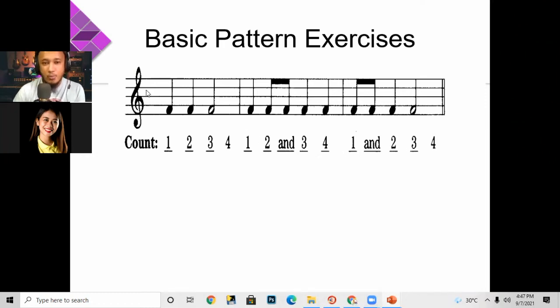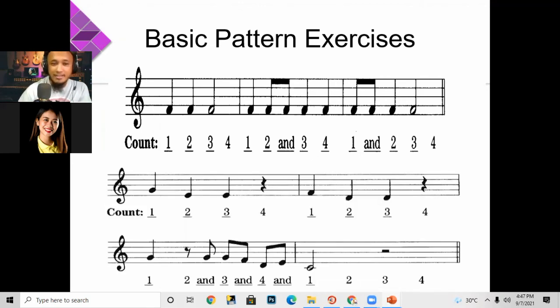Okay, so we have here 1, 2, 3, 4. 1, 2, and 3, 4. 1 and 2, 3, 4. Lahat sila may tunog. With sound. No sound. Rest. 1, 2, 3, 4. 1, 2, and 3, 4. 1 and 2, 3, 4. So the time signature is 4/4.